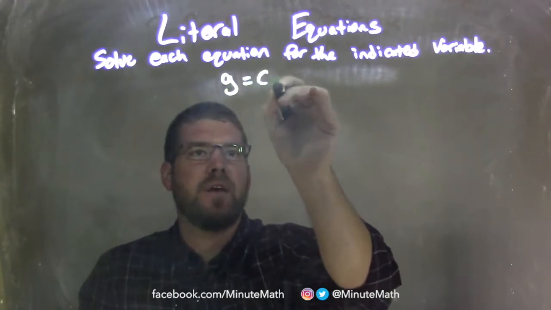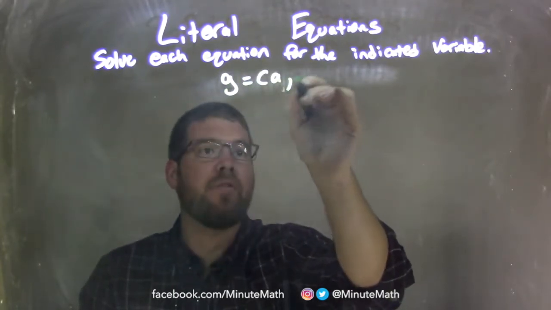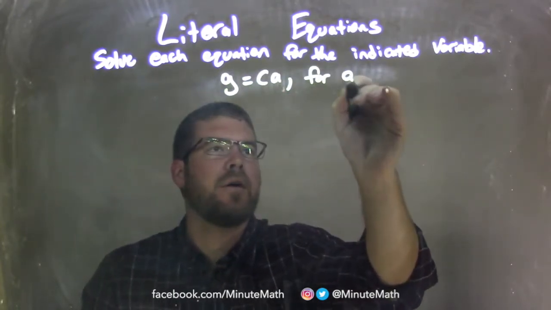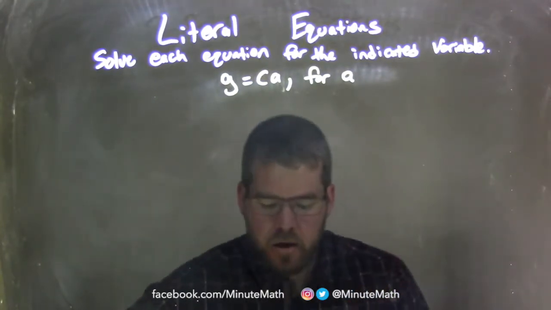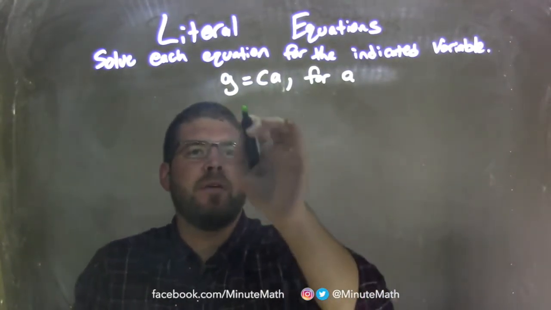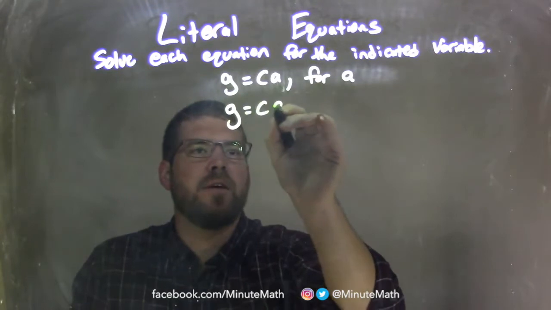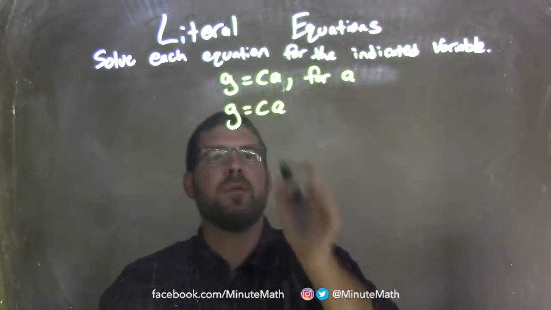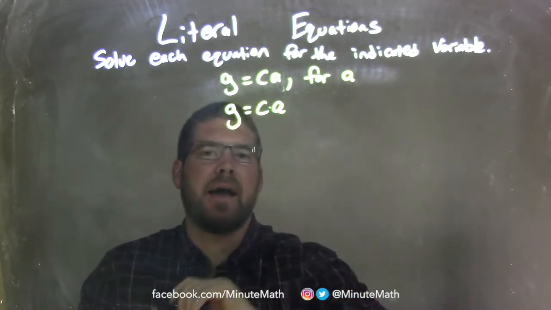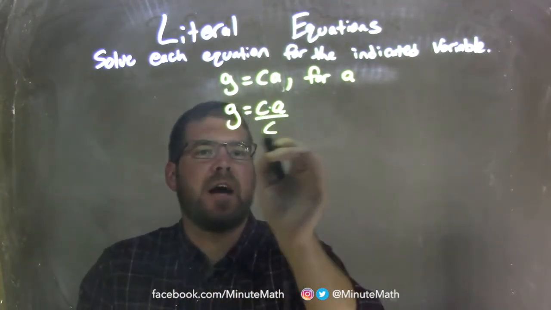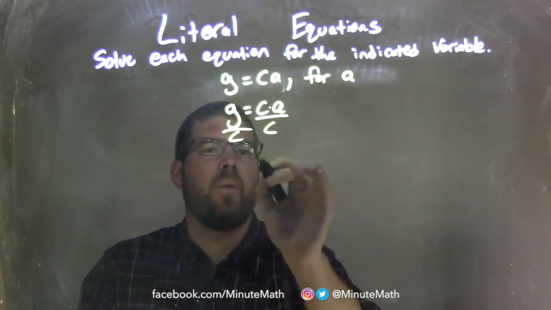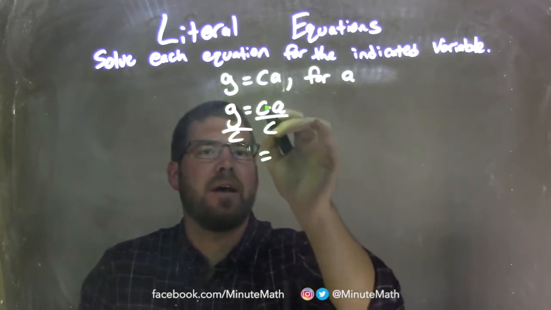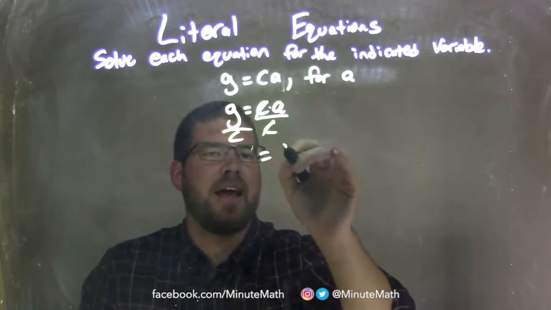G equals CA. And I needed to solve that for the variable a. Okay? So if I need to solve that for a, I'm going to rewrite my equation. G equals CA here. Then I need to get a by itself. Well, there's multiplication going on between the c and the a. So the opposite of multiplication is division. I'm going to divide both sides by c. What that does is it eliminates the c on the right, giving me just an a by itself.